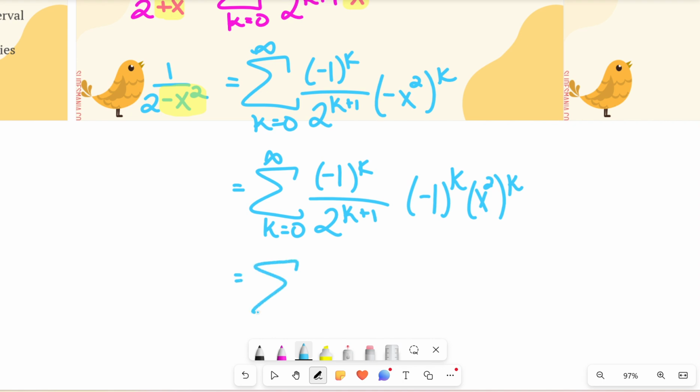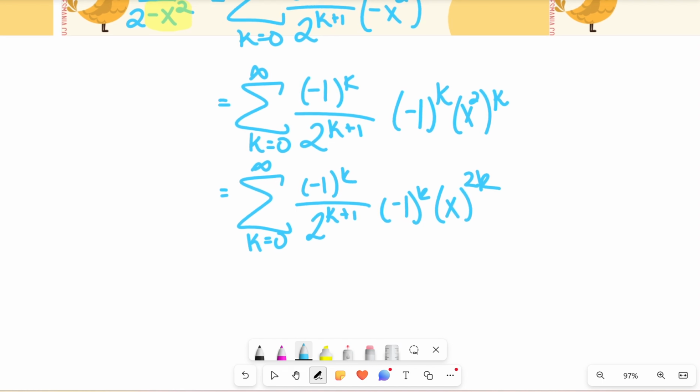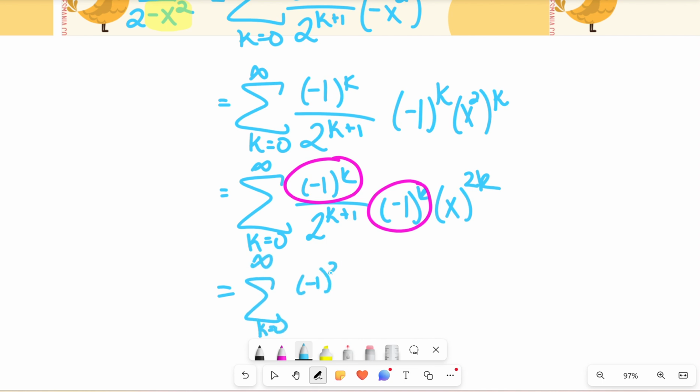And then lastly, we have negative 1 to the k power over 2 to the k plus 1 power, times negative 1 to the k power, and I'm going to rewrite this as x to the 2k power. Now you may notice here I have two negative 1 to the k powers. Remember, two negatives cancel each other out. If I want to be super explicit about this, I can write this as negative 1 to the 2k power.